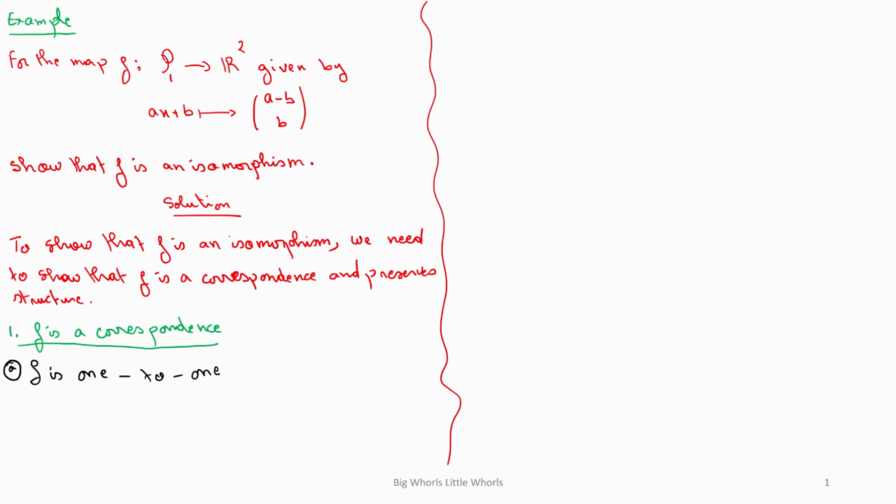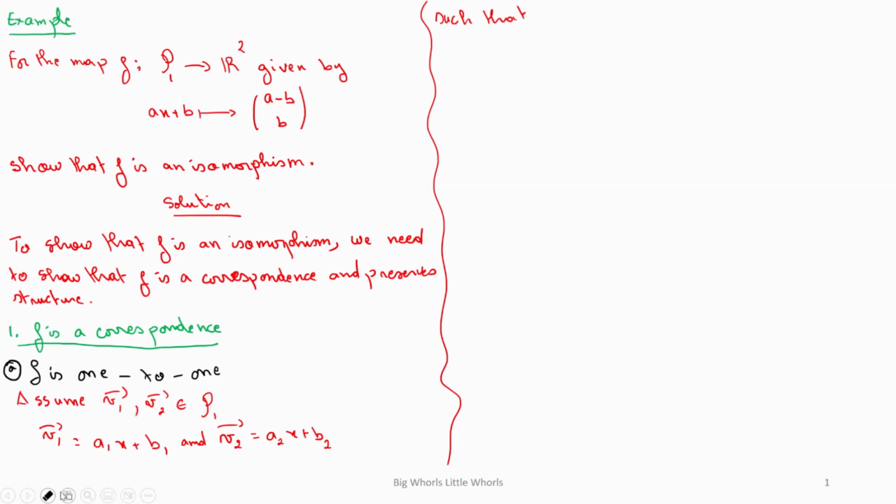So how do we prove that f is 1 to 1? We are going to assume two elements V1 and V2 from P1, so V1 is equal to A1 x plus B1 and V2 equals A2 x plus B2, such that f of V1 equals f of V2, and then do some manipulations.